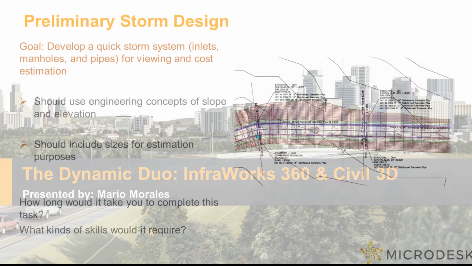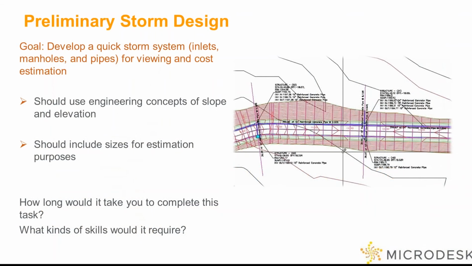So now let's take a look at preliminary storm design. In this scenario, we just want to develop a quick storm system that's going to have inlets, manholes, and pipes, basically for viewing purposes and cost estimation. Now, we don't want just a pretty picture. This should be utilizing engineering concepts and taking into account slopes and elevations, things like that. And it should be utilizing proper sizes so that we can do some good estimations.